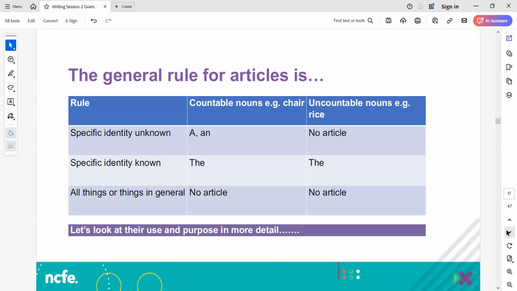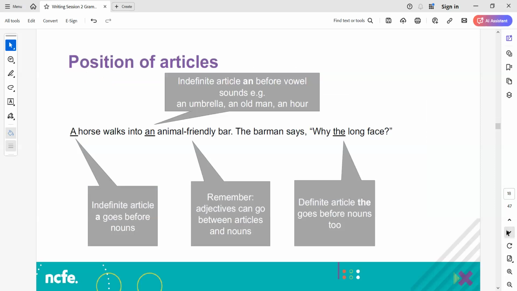So we could be talking about trees and we might say trees lose their leaves in autumn. So we're just talking in general about all trees. Uncountable nouns as well would also have no article. Rice is great to eat. So we're just talking about rice in general. So we don't use an article. Let's look at this in a bit more detail.